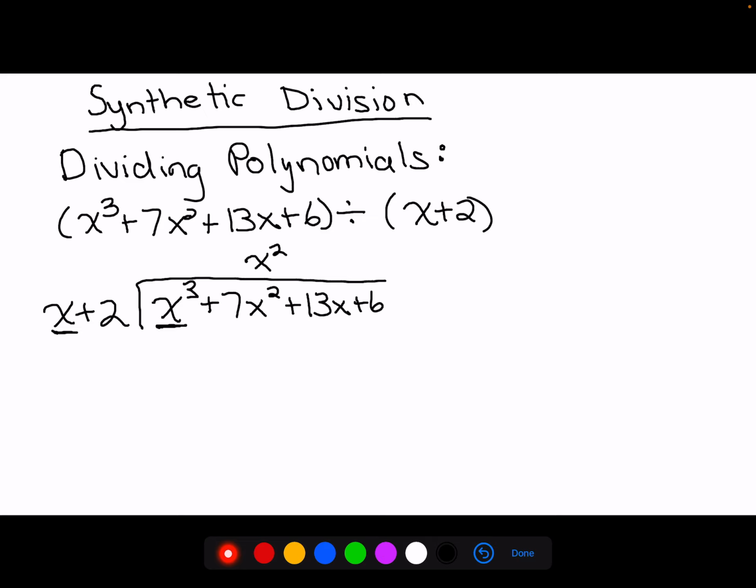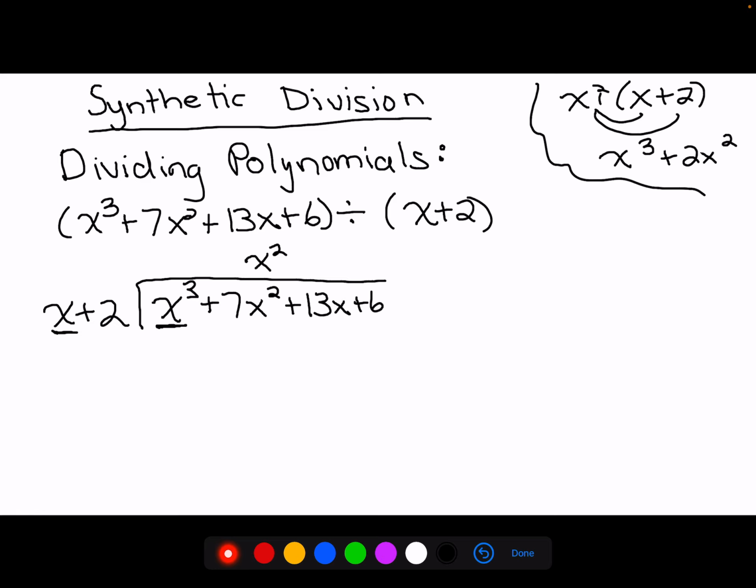And then below that, just like a normal division problem, we're going to multiply the x squared that we just put up there in the quotient times the x plus 2. So just think about if you took x squared times x plus 2, how that would work out. You'd distribute, so you'd get x cubed plus 2x squared. So that's going to go down below, keeping everything lined up with the cubes, the squares.